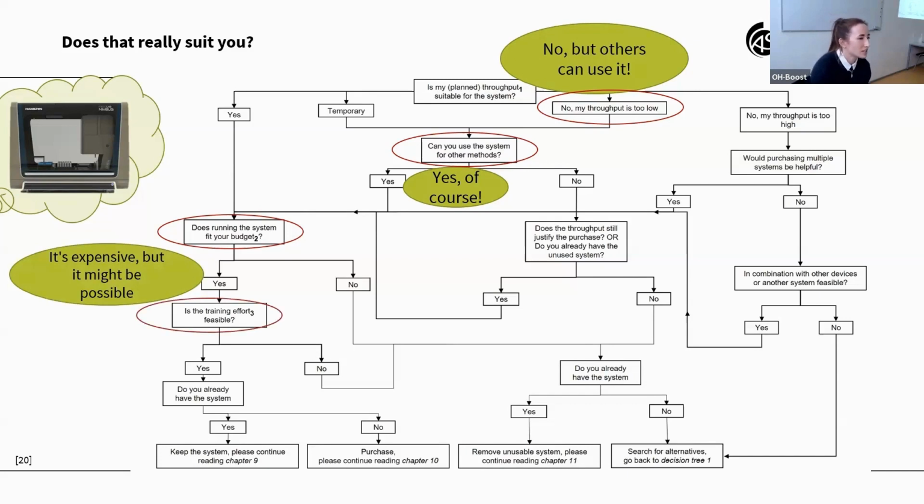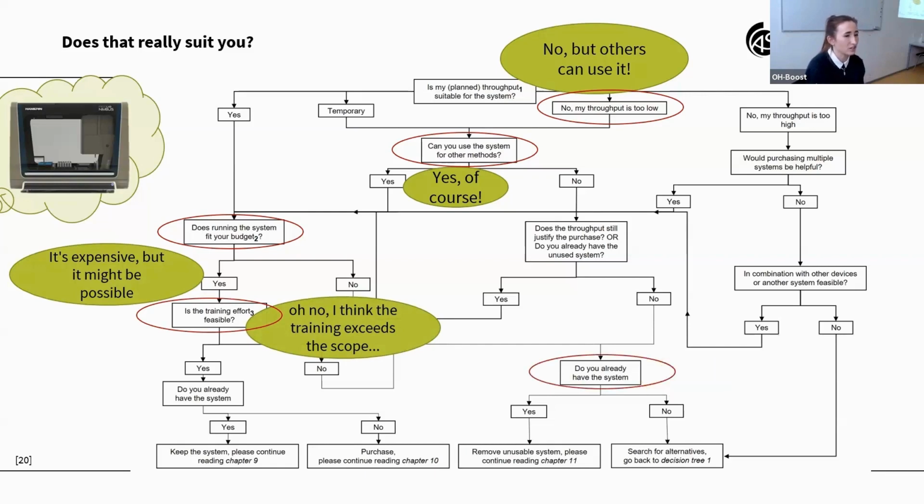So we came to the question, is the training effort feasible? John did some research and found out that training for this system is multiple daily training, which is cost intensive. So he concludes it is not feasible, and it would exceed the scope of the application. Then we came to the question if he already has the system. He has not. And then we can go back to decision tree 1 to do further research.